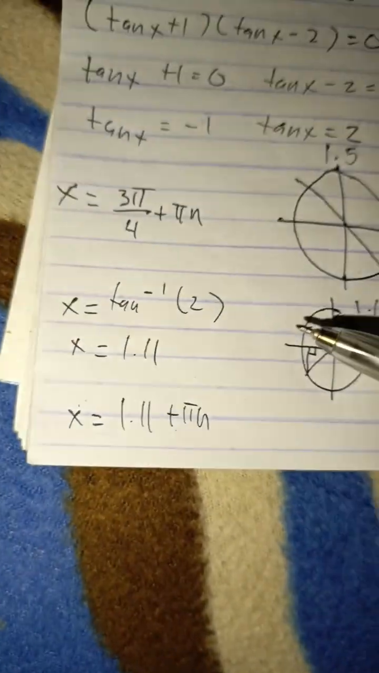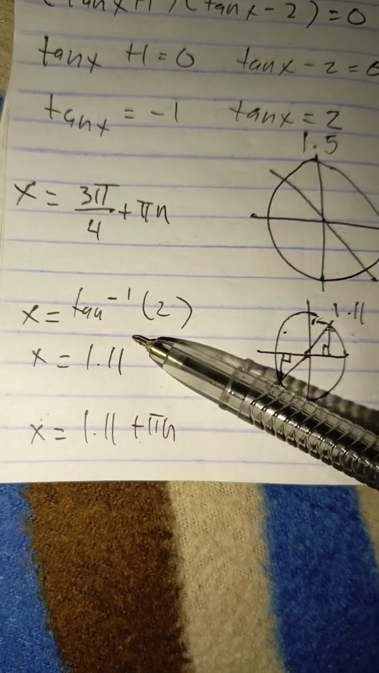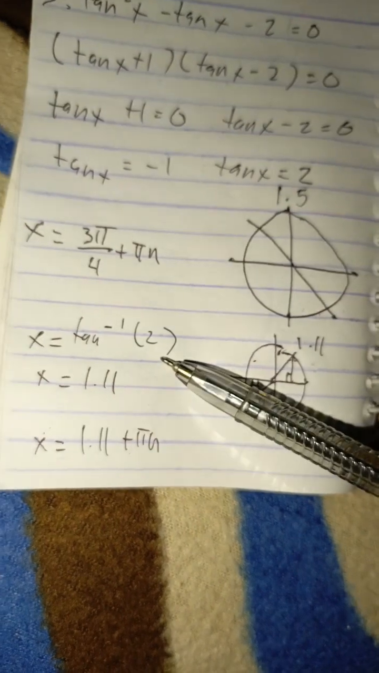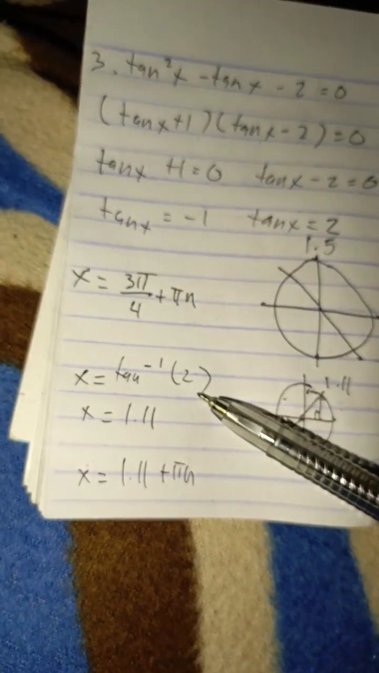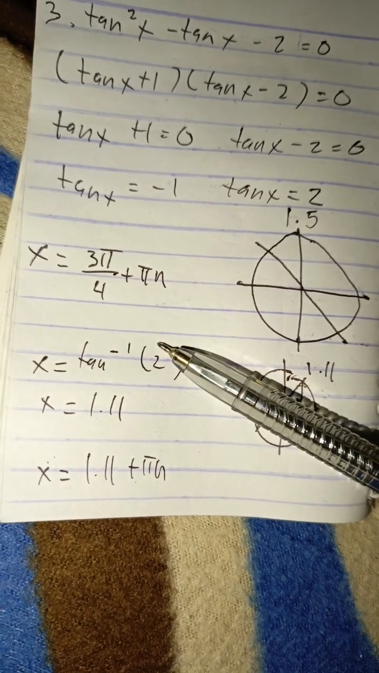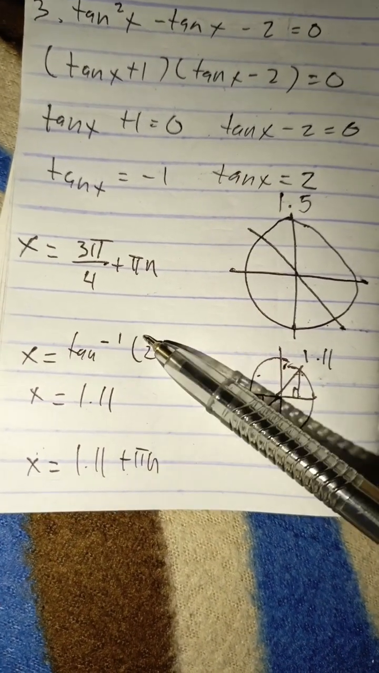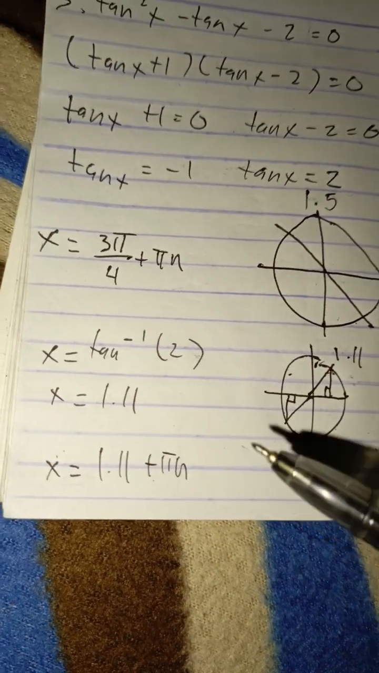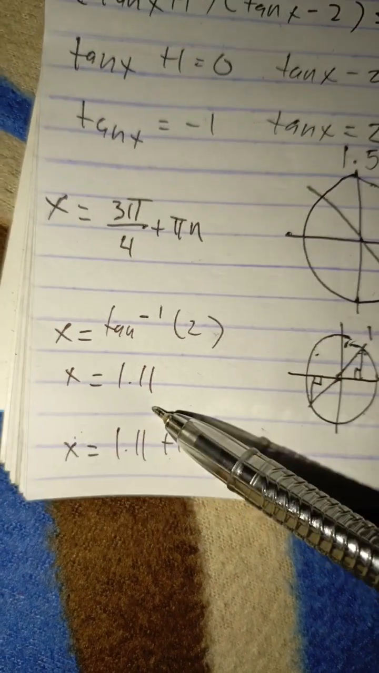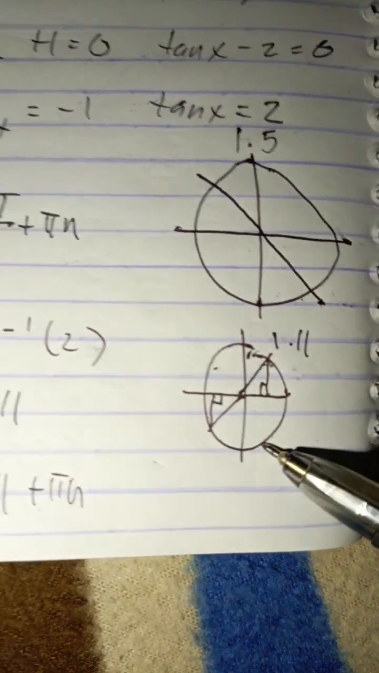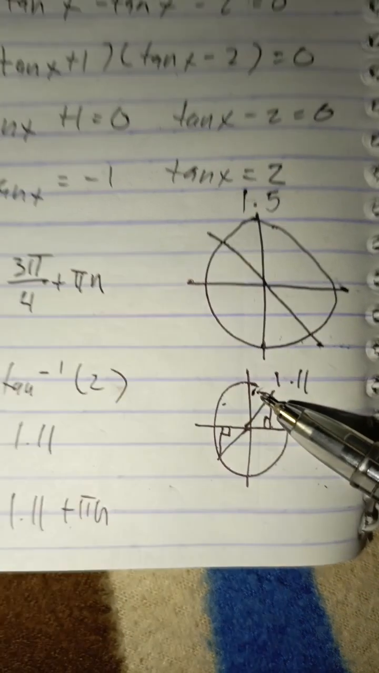So here, tangent x is equal to 2. We're just going to use the calculator and solve for the inverse value of tangent 2. So you have to put your calculator in the radians mode and press the tangent inverse. So we're going to press second, tangent inverse 2. So the answer is 1.11.